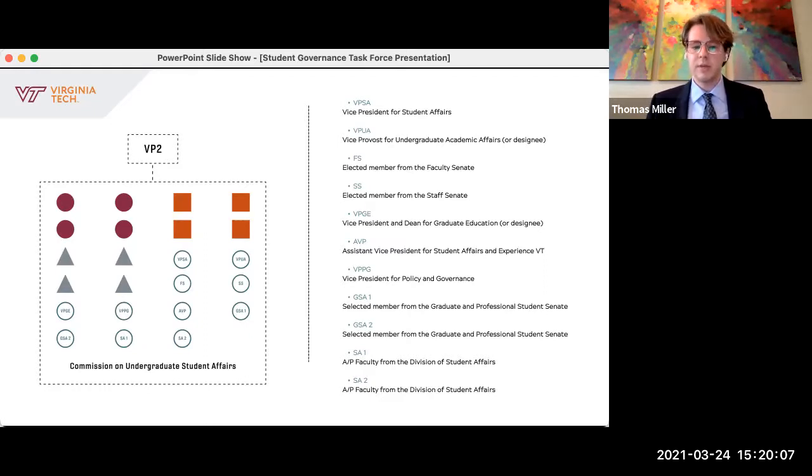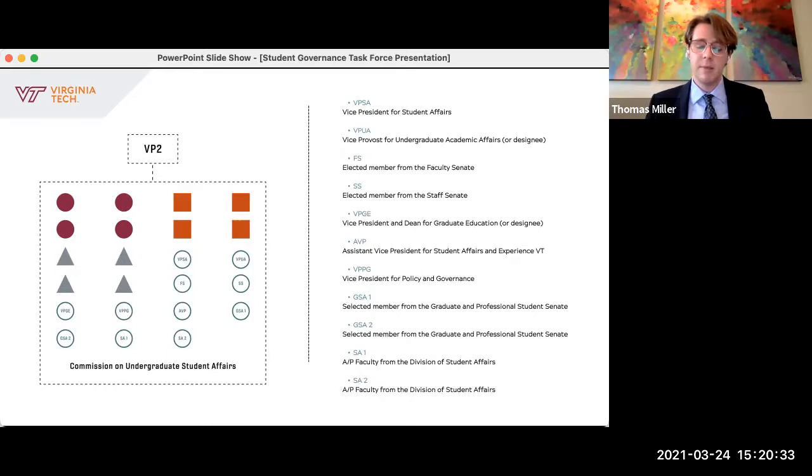And because we want them to have that role, we think that we should require these students to have already served a year in the Undergraduate Student Senate before they are selected or allowed to be on the Commission for Undergraduate Student Affairs. We also think that they should have a longer term, either 2 or 3 years.